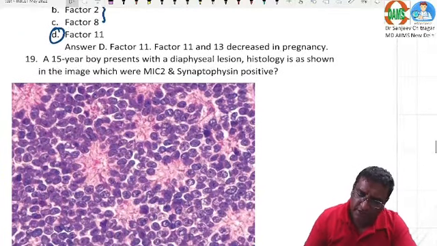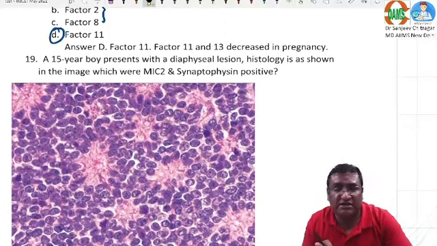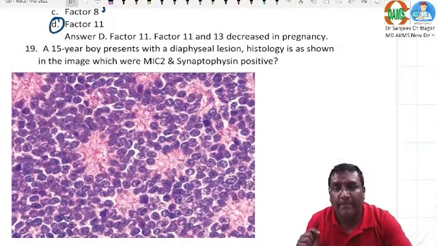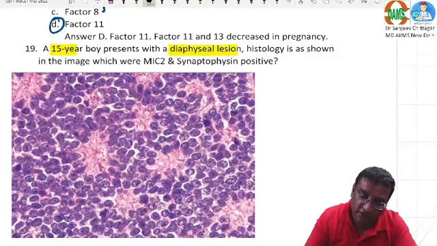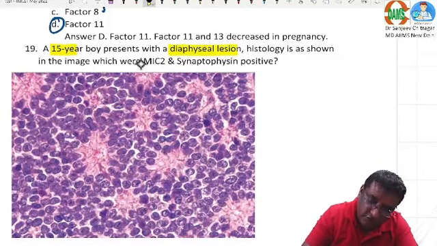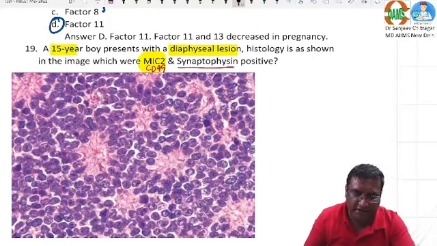Question number 19, we had discussed this twice, I think, in one class test and also the systemic class test, and I had also given one such question in your grand test. A 15-year-old boy presents with a diaphyseal lesion. There also I had given a history of diaphyseal. Histology is as shown in the image, which were positive for MIC2, was given in the question. I think I had given CD99, same thing actually, and they are positive for synaptophysin. So what is your likely diagnosis?